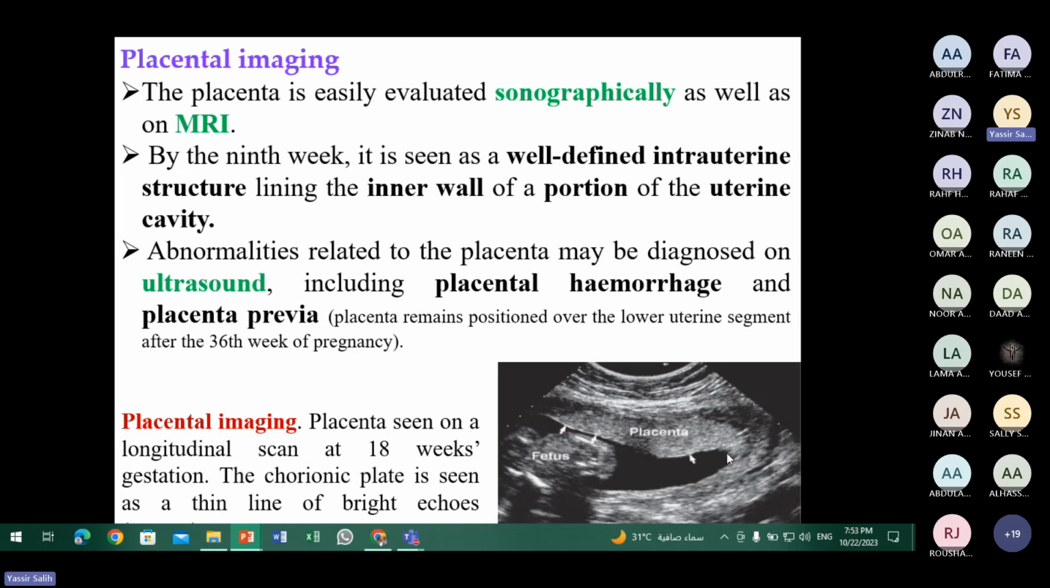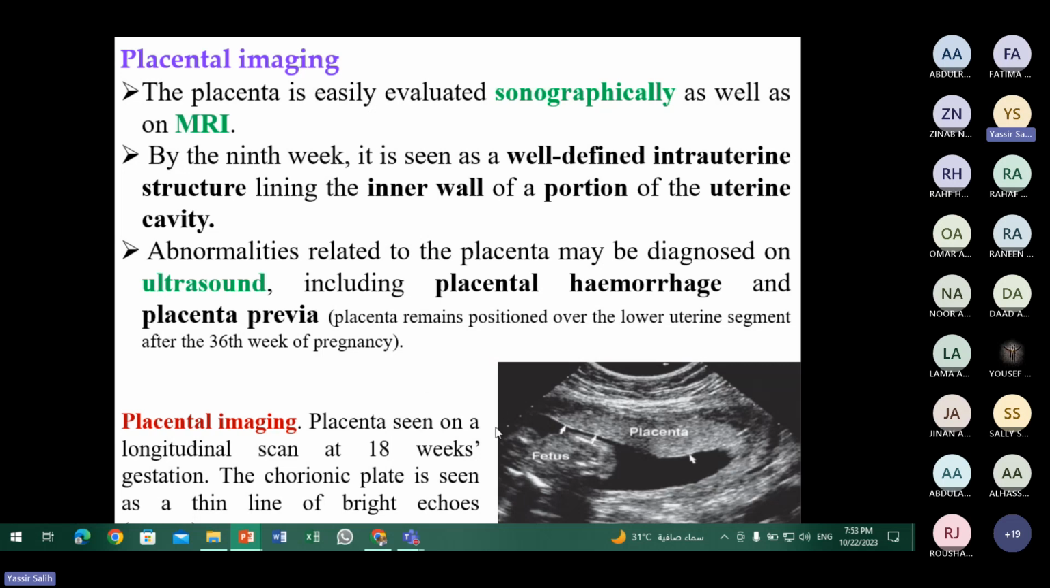فحتى عندنا منها complete and partial placenta previa. So the placenta remains positioned over the lower uterine segment after the 36th week of pregnancy. دي بنسميها placenta previa. يعني ينزل البلاسنتا تكون low lying placenta وعندنا لها degree. This is abnormal position placenta بسموها placenta previa.